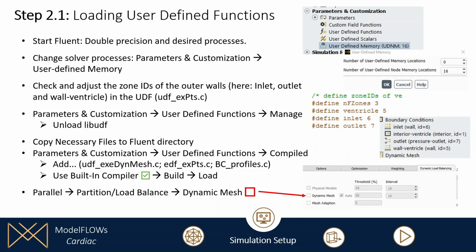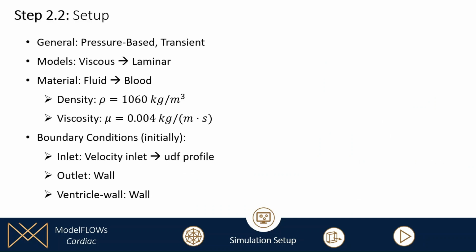Then we will go to parameters and customization, unload the library of the UDFs, then copy the necessary files to the Fluent directory, and compile the necessary files there. And finally, also check that the dynamic mesh is not checked on the partition load balance. Then for the setup, we are going to use pressure-based transient simulation. The model will be viscous laminar. We have to also check the properties of the fluid. And initially, the boundary conditions will be for the diastole, which is velocity inlet, and the outlet will be a wall, since it's closed for the diastole.